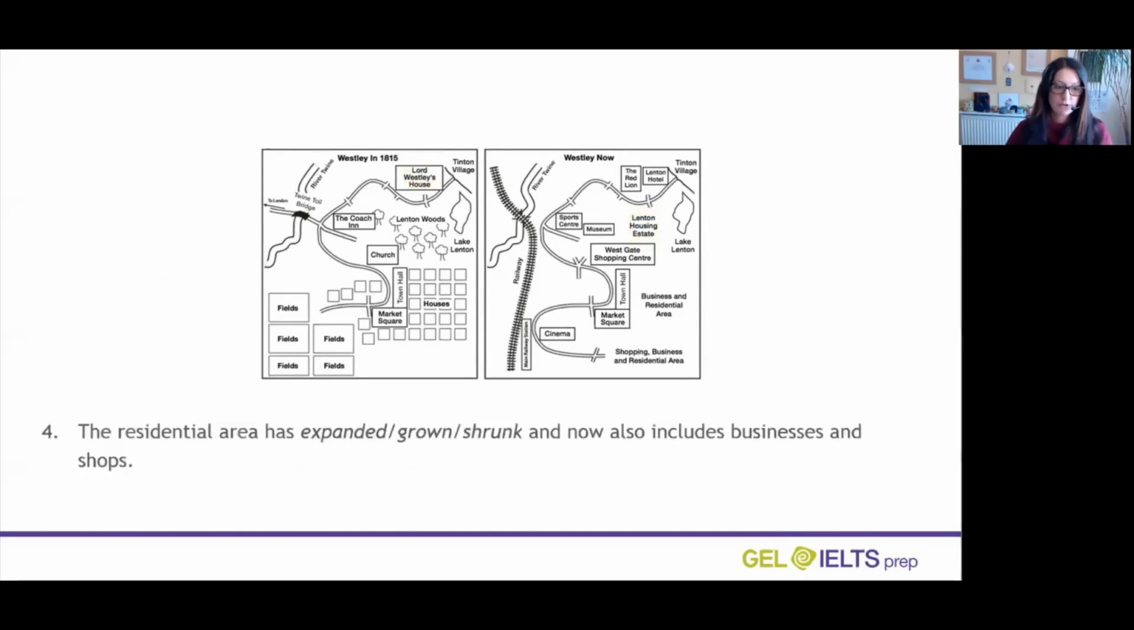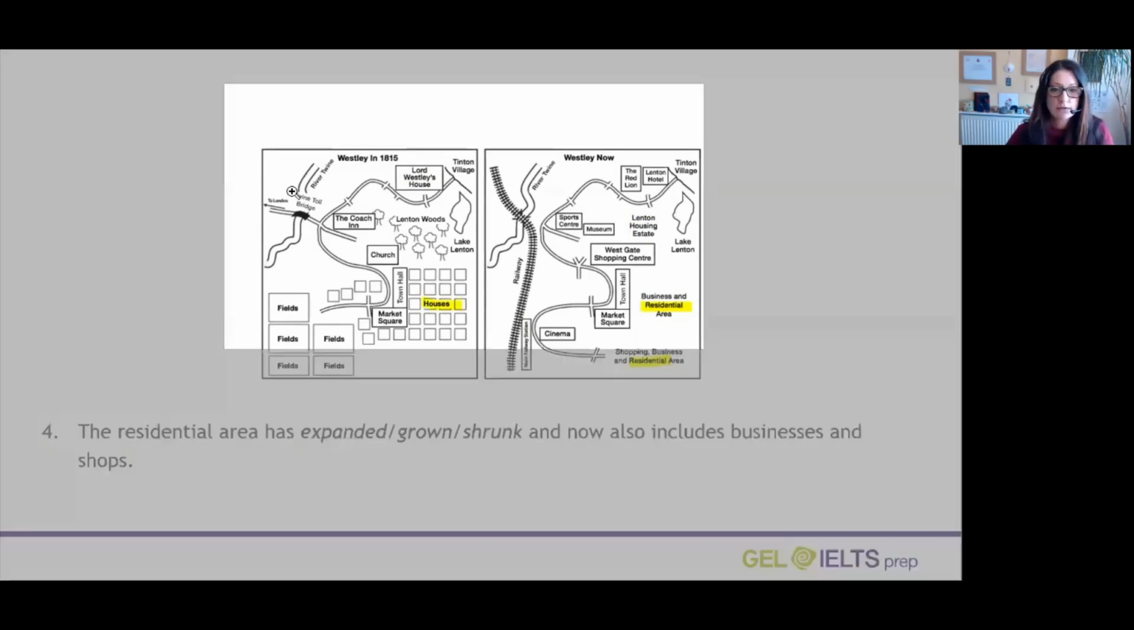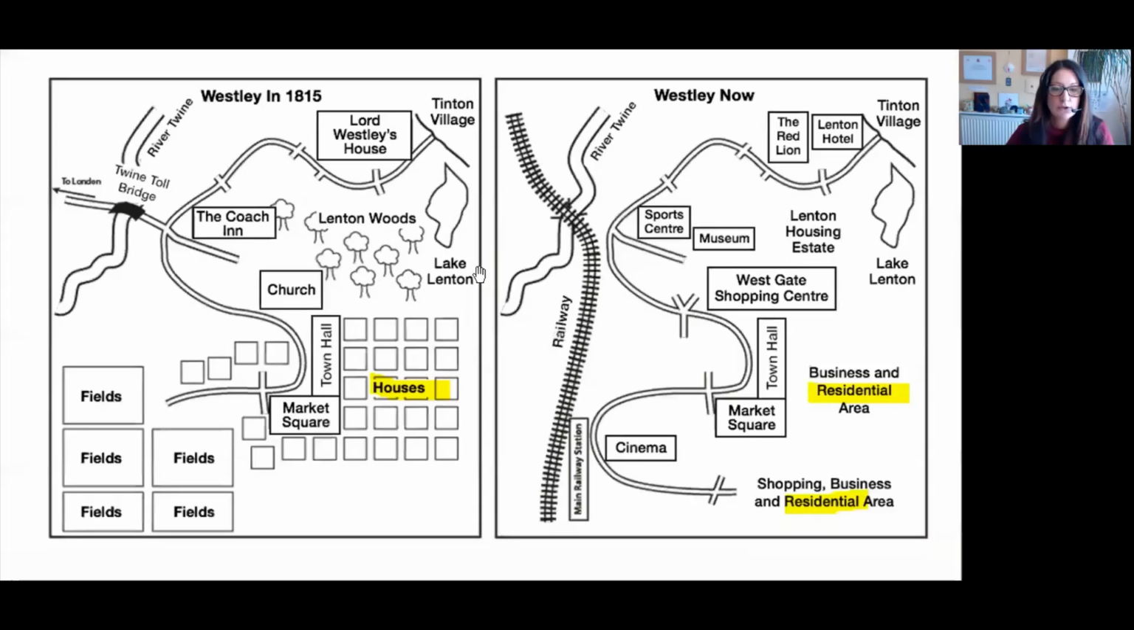One more question for you. The residential area has expanded, grown or shrunk, and now also includes businesses and shops. Let's think about the residential area. Now, this is the residential area. We have a residential area here, and previously we had this area of houses. We'll just zoom in on the map for a moment so you can see.